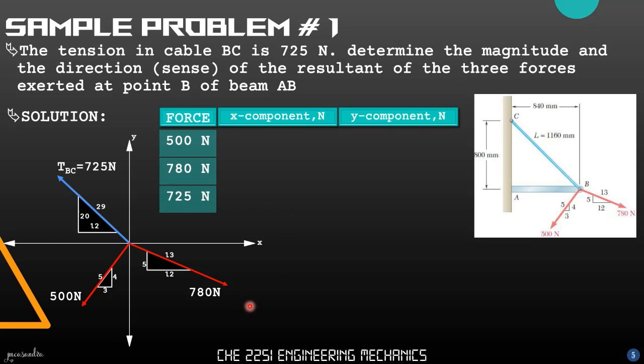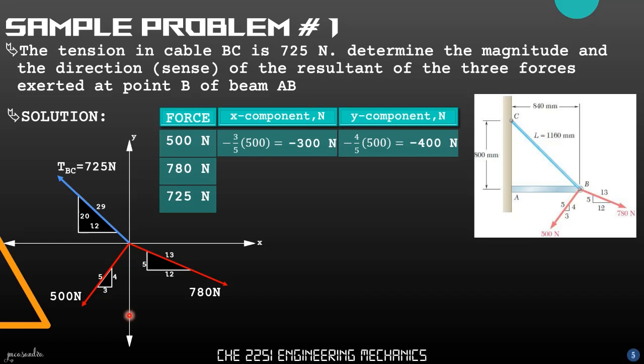For the 500 newton force, its X component is equal to 3 over 5 times 500, giving us a value of 300 newtons. We have a negative value since the X component of 500 is directed to the left. And for the Y component of 500, it will be 4 over 5 times 500, giving us a value of 400 newtons. Again, it is a negative value as our Y component is also directed to the negative Y axis.